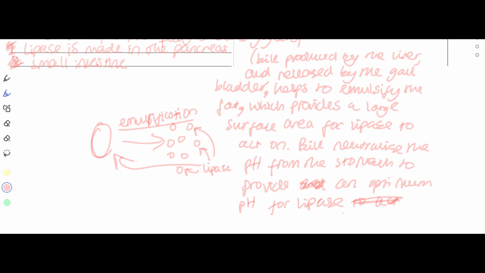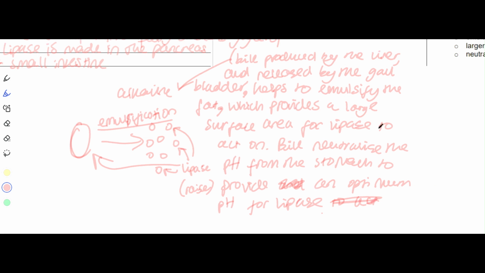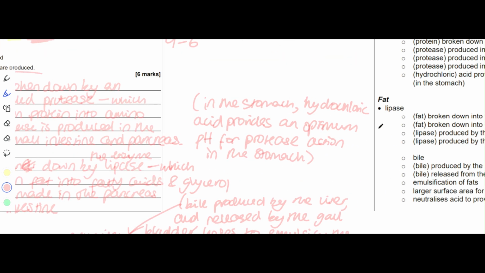And just remember also that bile is alkaline. So you can mention this in your answer as well. Bile is alkaline, which is what raises the pH, because the stomach pH will be quite low. So it helps raise the pH. You can even say raise the pH to an optimum pH for lipase. So essentially, this is also extra stuff you can write to access that really high level.